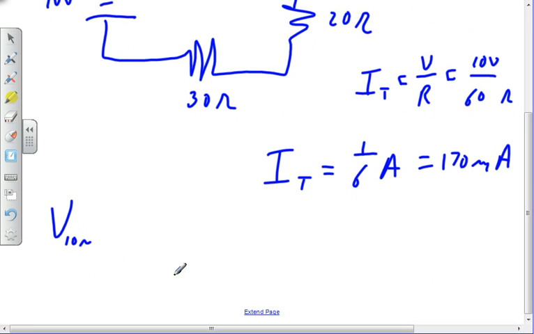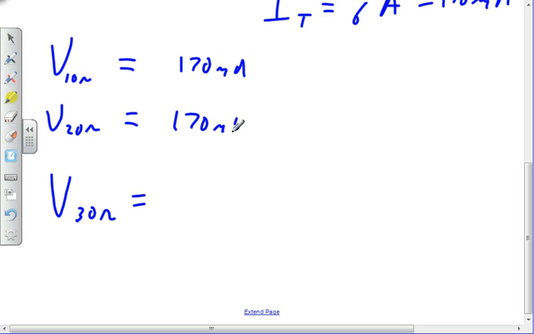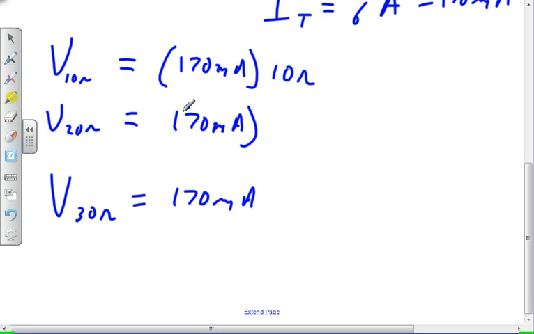Well, now that I know the total current, I know the voltage through the 10 ohm resistor, and I know the voltage through the 20 ohm resistor, and I know the voltage through the 30 ohm resistor. How do I know that? Well, voltage is current, 170 milliamps, because in series, every single one will be the same, times the resistance, 10 ohms, times the resistance, 20 ohms, times the resistance, 30 ohms.